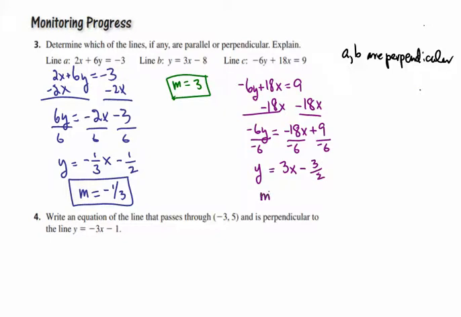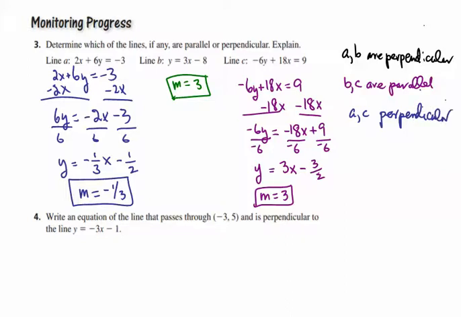What's important here is, what is the slope of this line? The slope of the line is 3. So what I have then is, I can tell that lines B and C are parallel, because they have the same slope. And also, I can now see that lines A and C are perpendicular because their slopes are opposite signs and reciprocals of one another. All right, I'm going to go on to number 4.